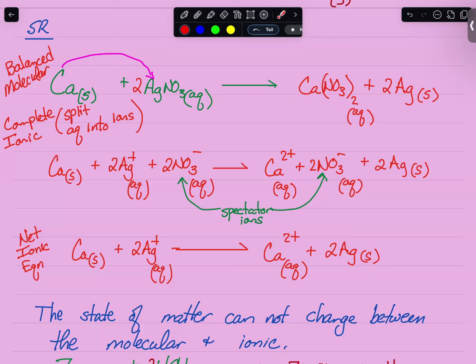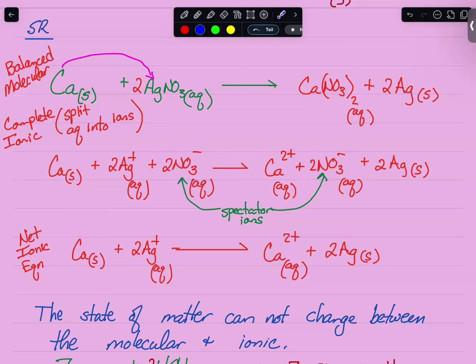From that, we're going to take everything that's aqueous and split it into ions. And that's called a complete ionic equation. So, silver nitrate is aqueous. Split that into silver ions and nitrate ions. Calcium nitrate is aqueous. Split that into calcium ions and nitrate ions. The calcium and the silver at the far ends, those are solids. We only split aqueous. So now, if we look, we have nitrate ions and nitrate ions.